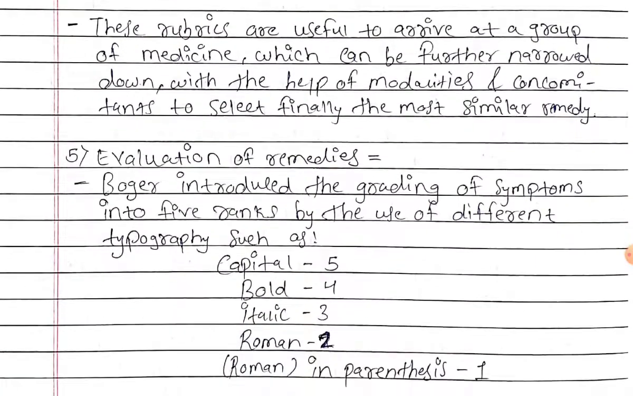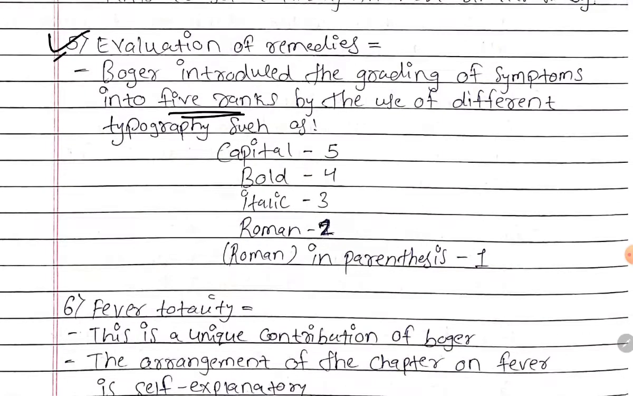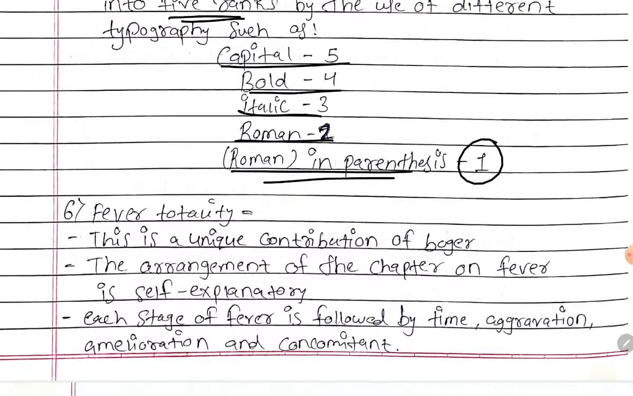The fifth point, evaluation of remedies. Boger introduced the grading of symptoms into 5 ranks by the use of different typography such as capital, which is the 5 mark, bold 4 marks, italics 3 marks, Roman 2 marks, and Roman in parenthesis, which is 1 mark.